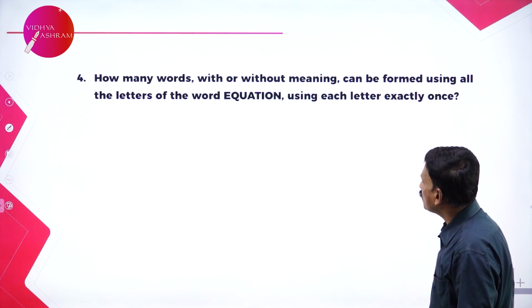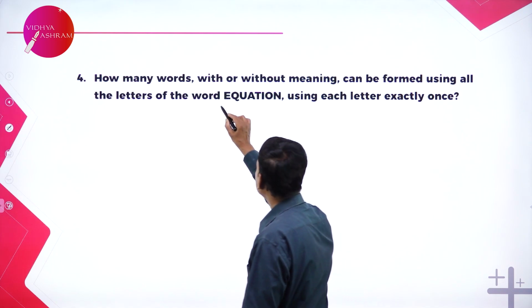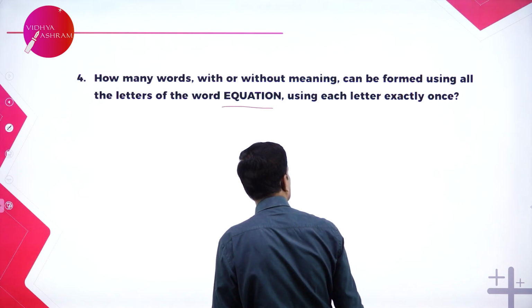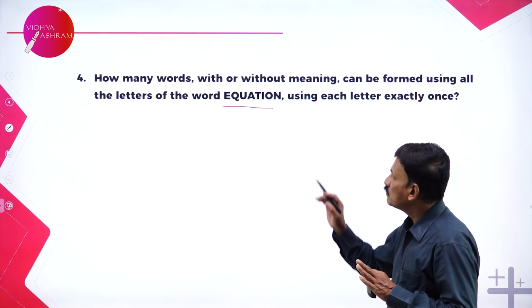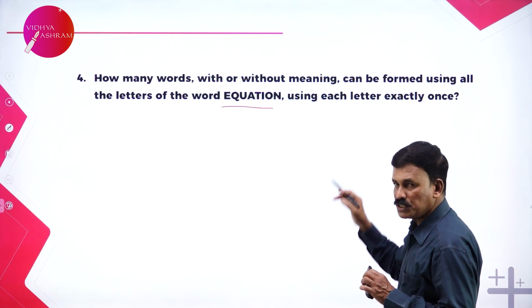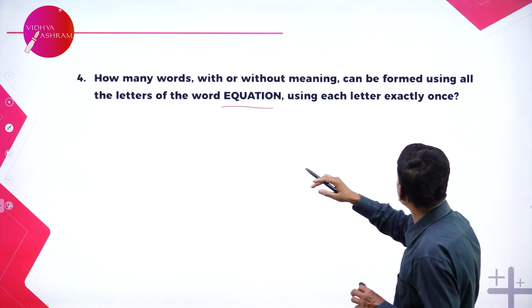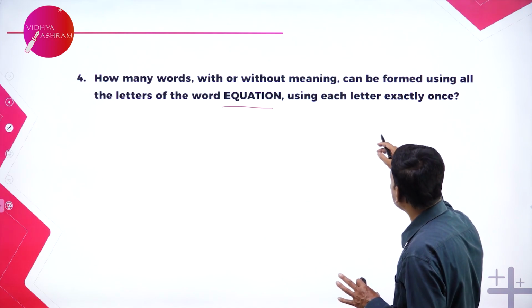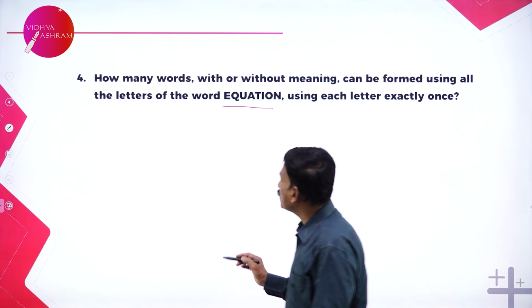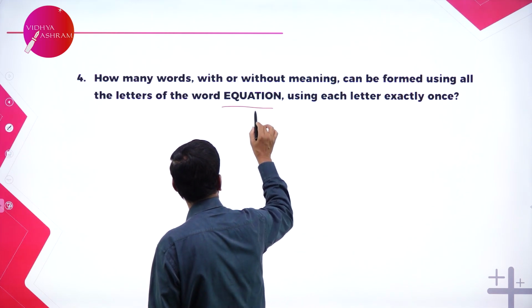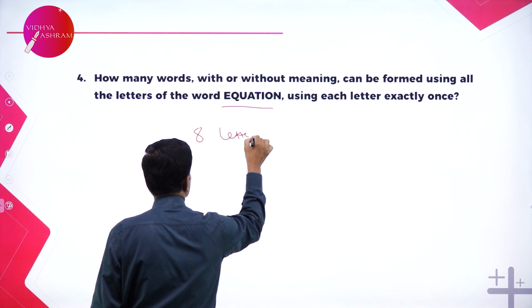How many words, with or without meaning, can be formed using all the letters of the word EQUATION, using each letter exactly once? So how many words can be formed with EQUATION, with or without meaning, using all the letters of the word with each letter exactly once, right? Now how many letters are there? 1, 2, 3, 4, 5, 6, 7, 8 letters are there. So this contains 8 letters.